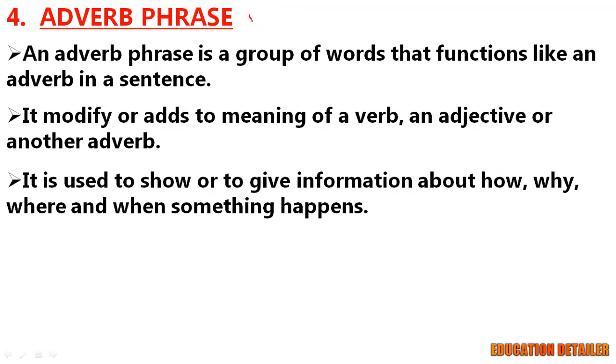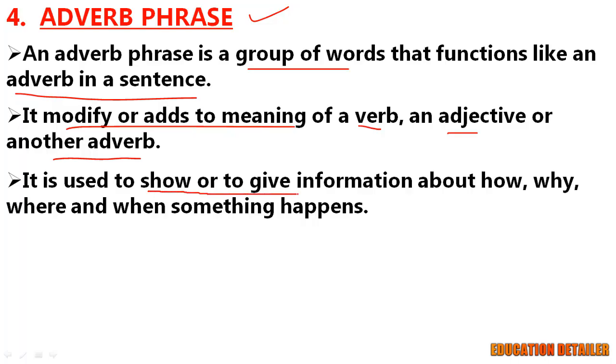Fourth type, adverb phrase. An adverb phrase is a group of words that functions like an adverb in a sentence. It modifies or adds to the meaning of a verb, an adjective or another adverb. Remember, an adverb phrase is used to show or give information about how, why, where and when something happens.